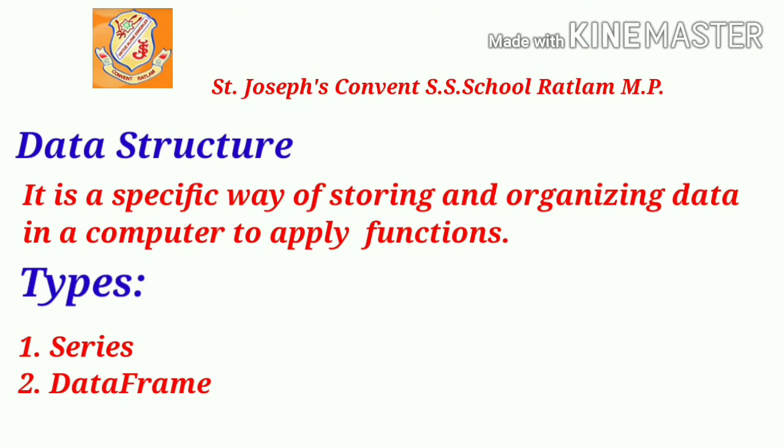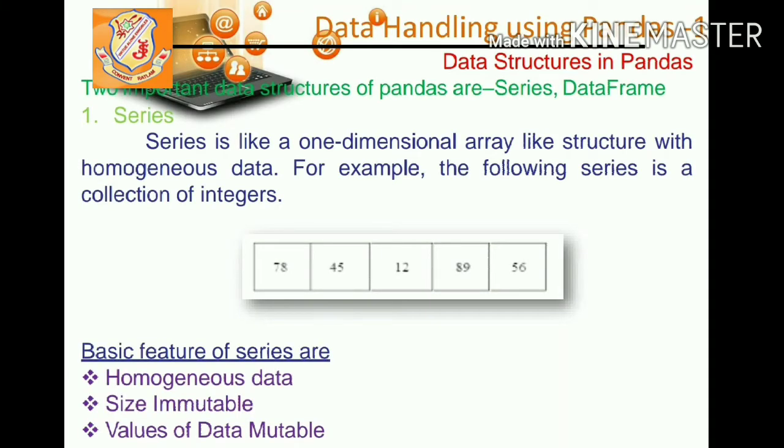First of all I am explaining series. Series is like a one-dimensional array with homogeneous data. One-dimensional array means only one dimension, either row or column, and homogeneous means having the same data types. You can see this example. Here we have a series which is a collection of integers. It is having all the data of the same data type. And the basic features of series are that it contains only homogeneous data, size is always immutable, and values are always mutable. Series contains rows only, and it has its index and its value.